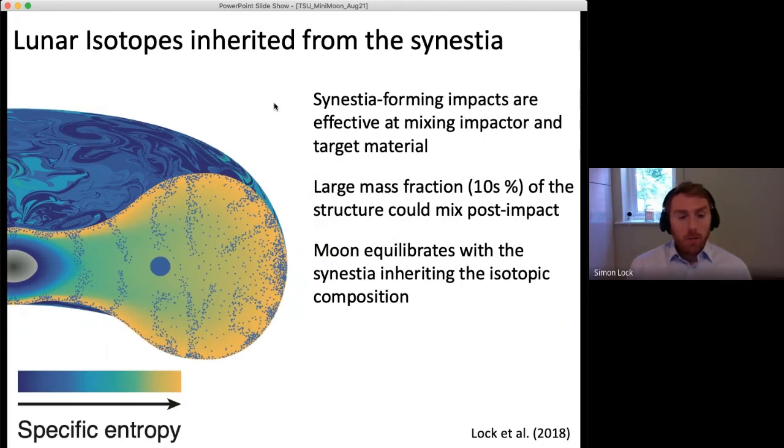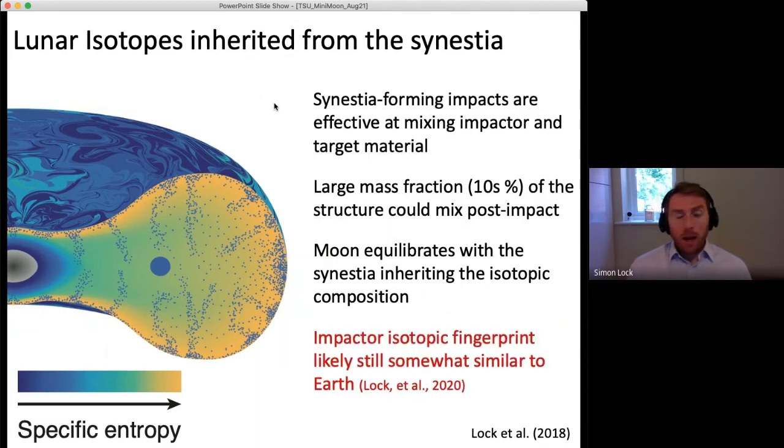So firstly, Synestia forming impacts are much more energetic than the canonical impact. So during the impact itself, you end up with a substantial amount of mixing. Also, tens of percent of the mass of the Earth end up being vaporized in the outer regions of the planet, and so are being mixed by exchange of droplets and material and a sort of return flow of gas. And so you further dilute any differences by mixing a large fraction of the outer portion. So as the moon is being baked, it's being baked inside something that already has similar isotopic composition to the Earth, and so it inherits the similar isotopic composition.